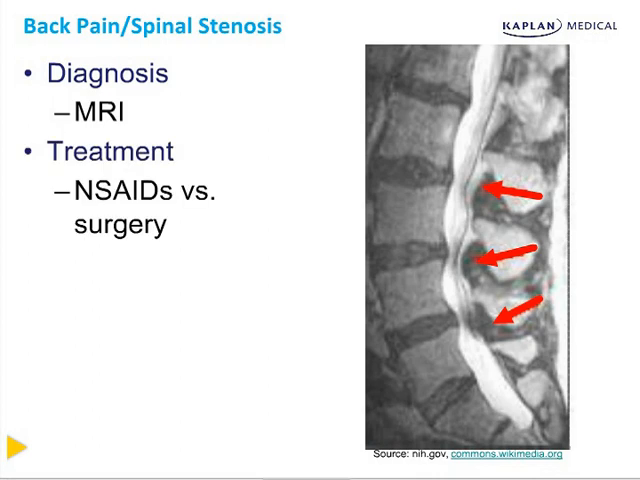While definitive treatment of spinal stenosis requires surgical decompression of the spinal cord, often the patient's symptoms can be managed with non-steroidal painkillers, allowing the patient to avoid surgery. If asked about management of this condition, the test makers will make it blatantly obvious which of these two options they want you to select.